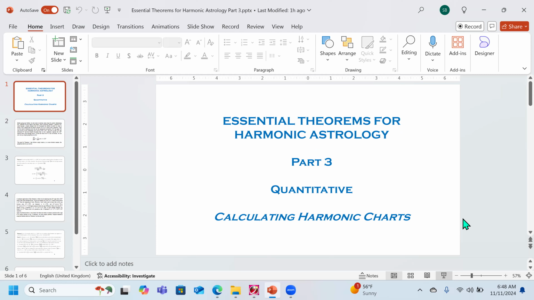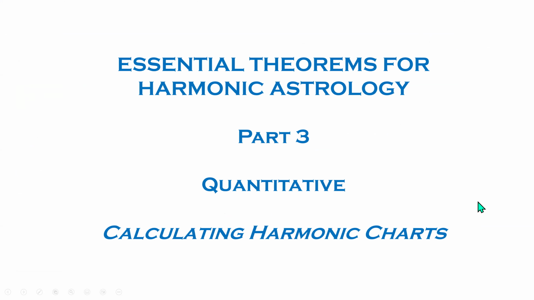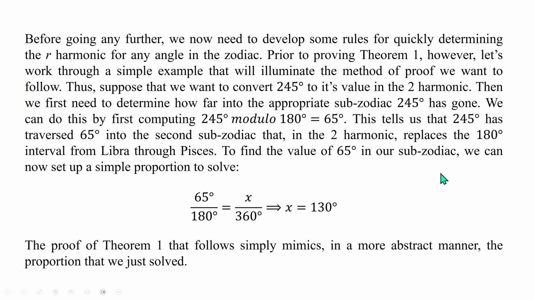And we're ready. So, essential theorems for harmonic astrology, part three, quantitative, calculating harmonic charts. All right, before going any further, we need to develop some rules for quickly determining the r harmonic for any angle in the zodiac. Prior to proving theorem one, however, let's work through a simple example that will illuminate the method of proof we want to follow.